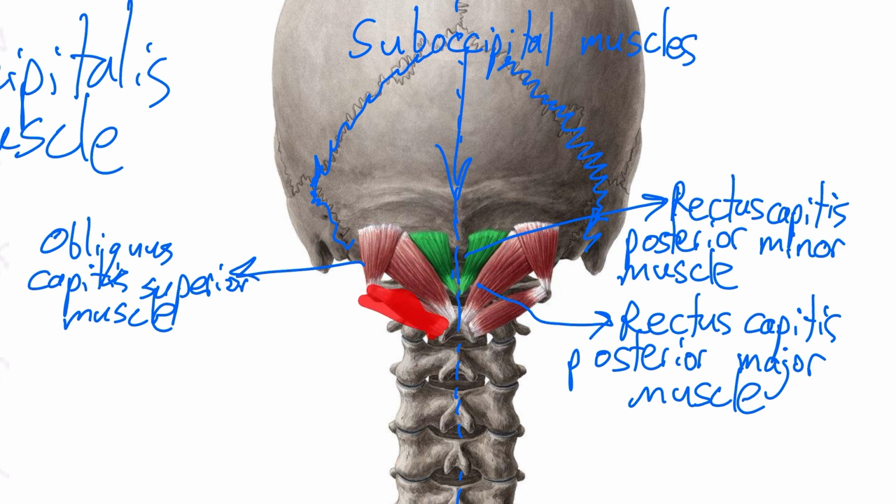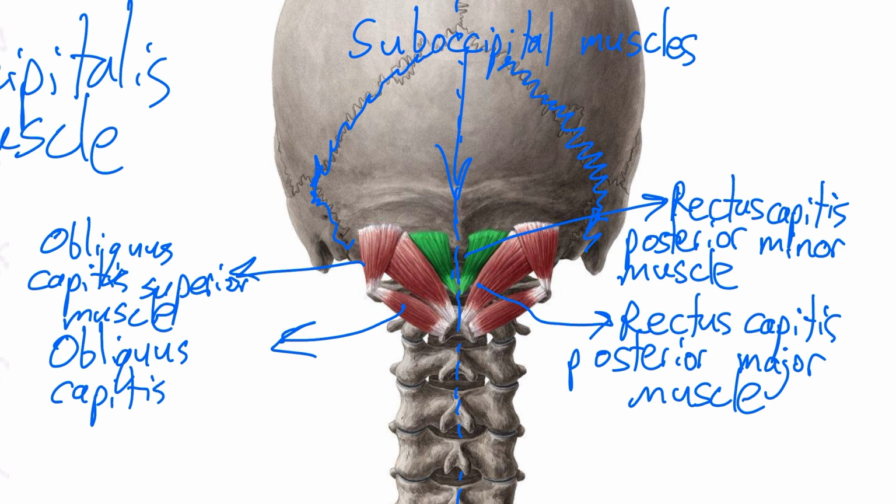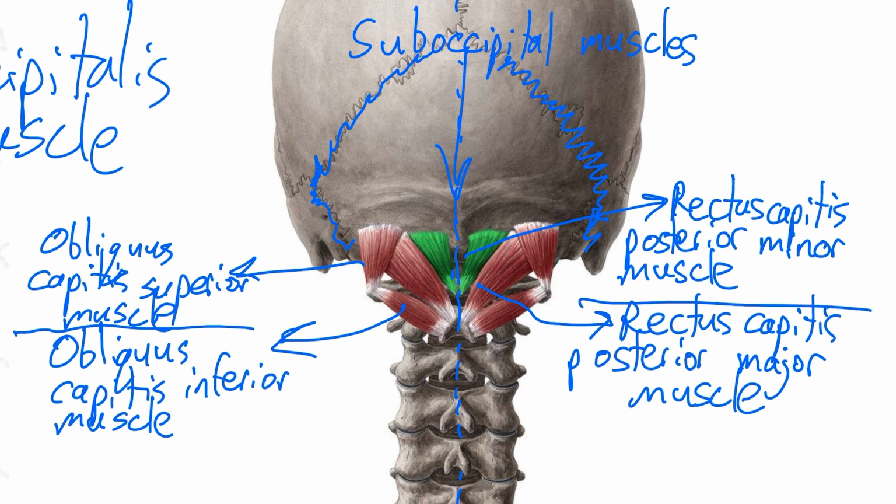Well, that must make this, finally, the obliquus capitis inferior muscle, because it's more inferior to the obliquus capitis superior muscle. So there are our four suboccipital muscles.